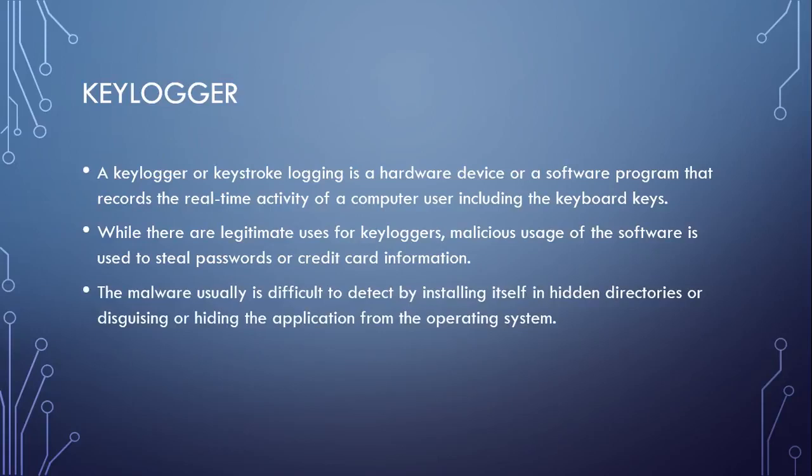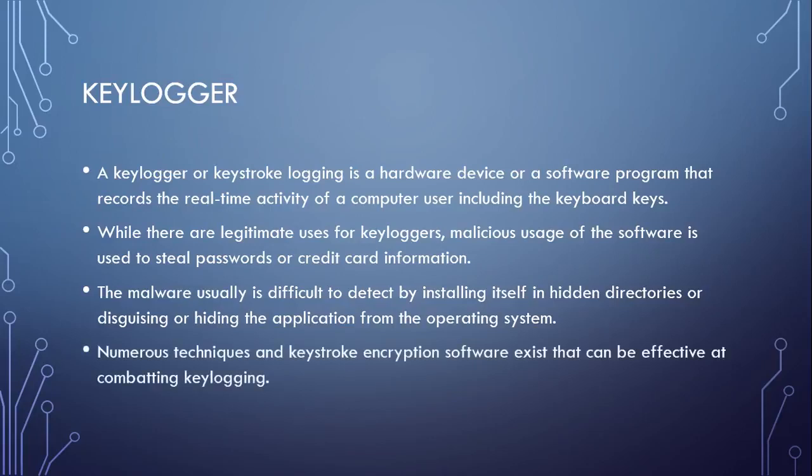The malware usually is difficult to detect, installing itself in hidden directories or disguising or hiding the application from the operating system. So the operating system doesn't even necessarily know that this process is running. Now, there are numerous techniques, and there's also keystroke encryption software that can be effective at combating keystroke logging. So you can actually get software that you can run. When you press the L, if the keylogger tries to look at it, it's not going to see an L. It's going to see pretty much gibberish. It's not going to know what was pressed because it's been encrypted.